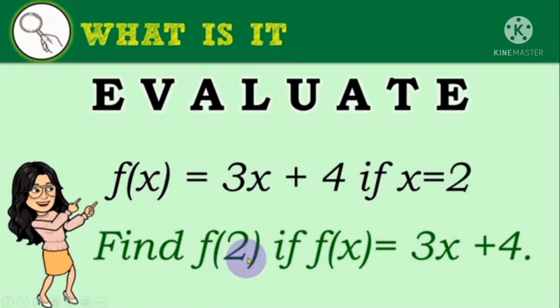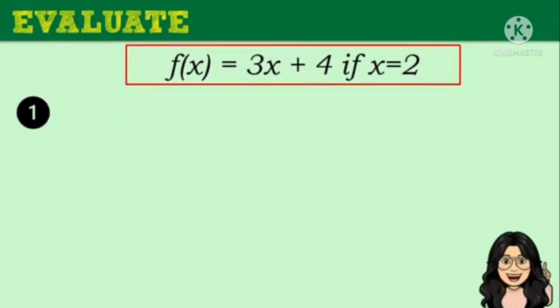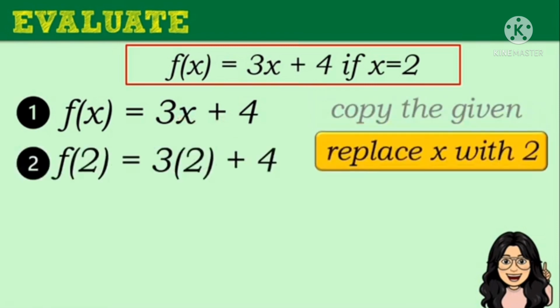Why? F of 2 means that the x value would be equal to 2, which is similar to this right here. X is equal to 2. So I repeat, this is another way of presenting this. Alright, so how do we evaluate this function? Let's see the steps. Step 1, copy the given. So the given function is 3x plus 4, so we'll copy that. So we have here, f of x is equal to 3x plus 4. That's step 1.